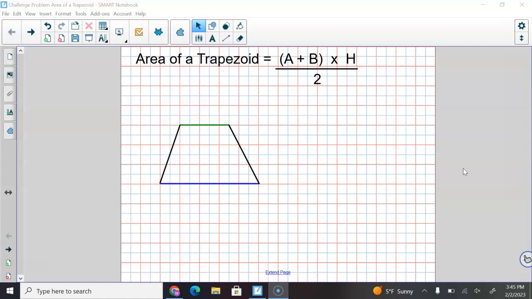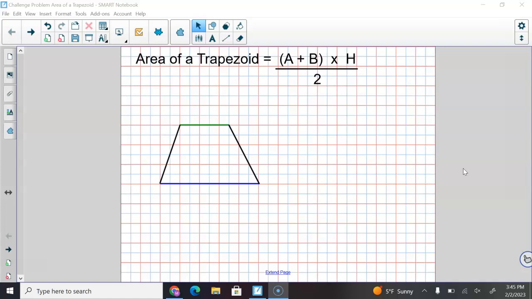You can see clearly on the screen right now we have a trapezoid, and the reason we call that shape a trapezoid is because it is a quadrilateral that has exactly one set of parallel sides. And I highlighted those. You can see that one of the sides is blue and the other one is green. So those two sides are parallel, they're going exactly the same direction. So what we're talking about is how to find the area of a trapezoid.